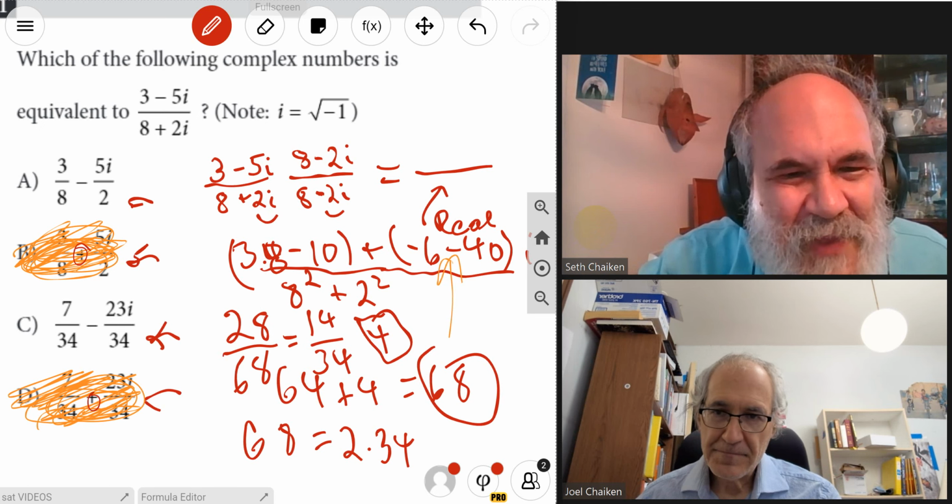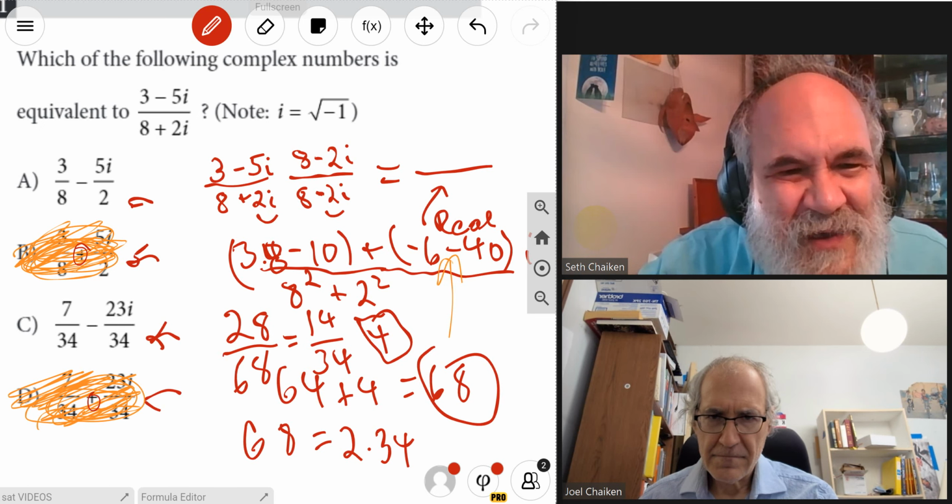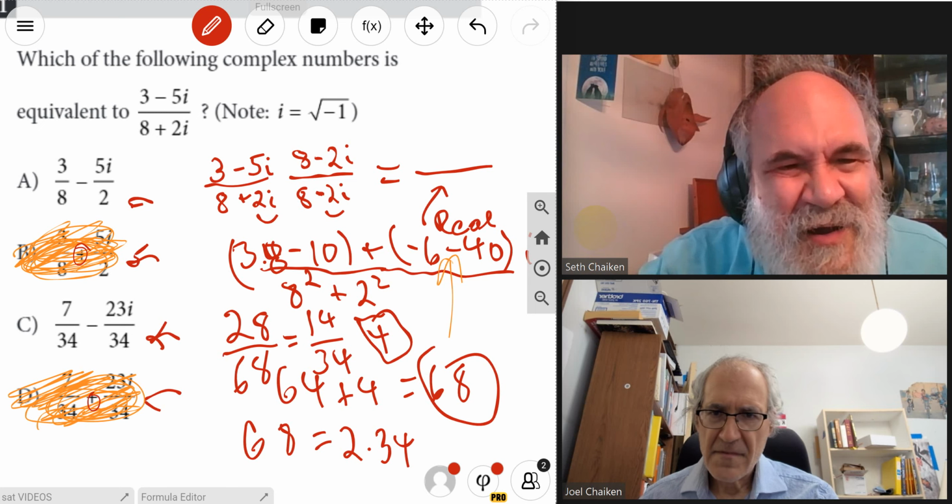Okay. The denominator is right. The numerator is the real part. 3 times 8 is 24.